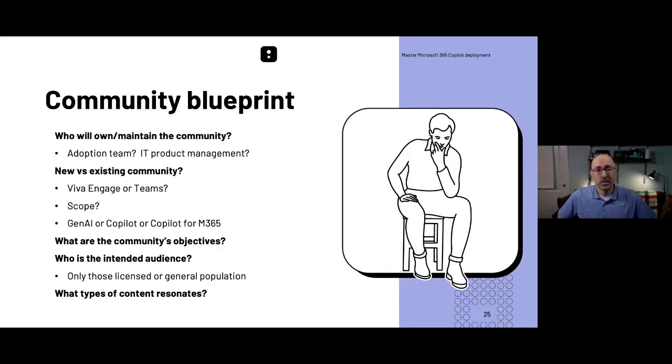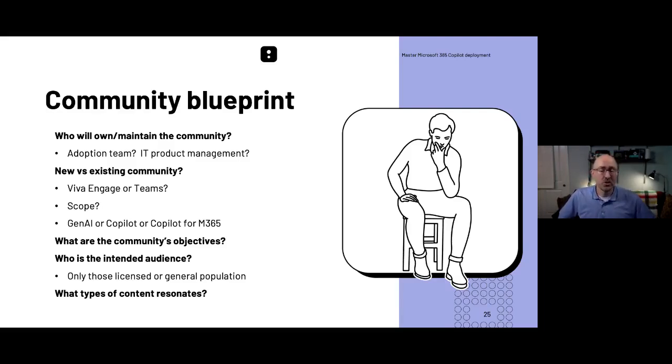You also want to talk about the scope. How big do you want your community to be? How long is the life cycle of that community? Is there an end date in mind when we kind of set everybody free, or are we going to keep it going? And then you also have to determine, is it just going to be Copilot for Microsoft 365, or should the community be for other generative AI within your organization?